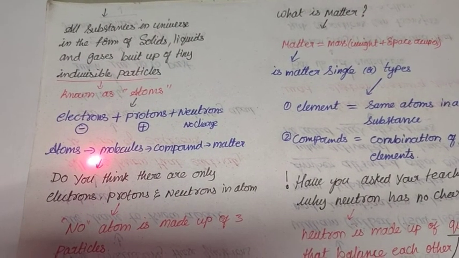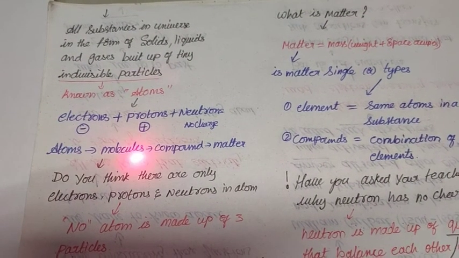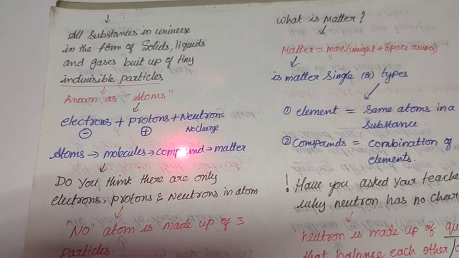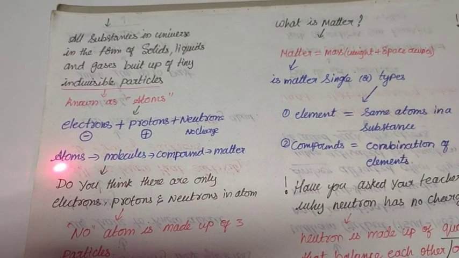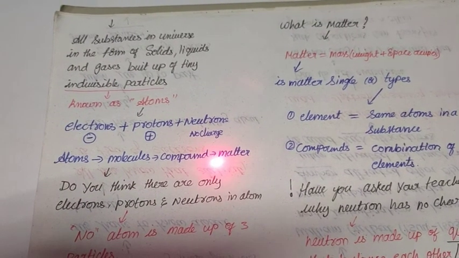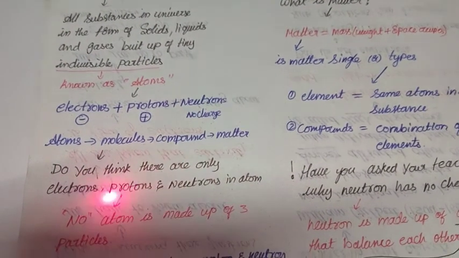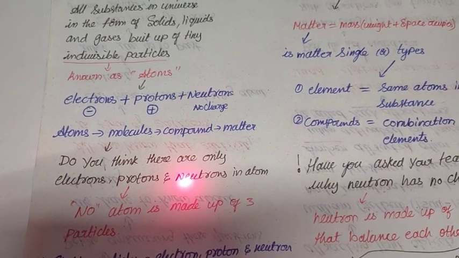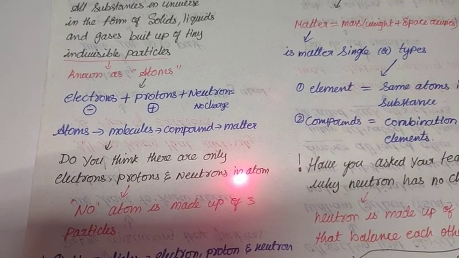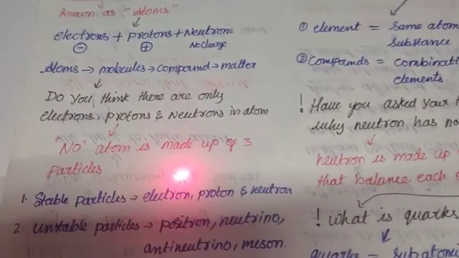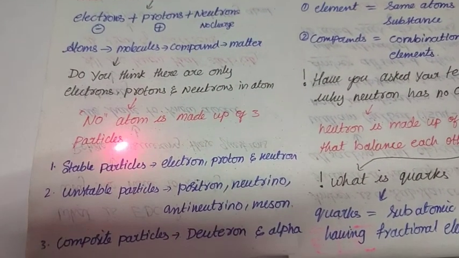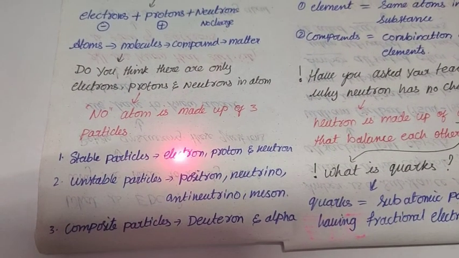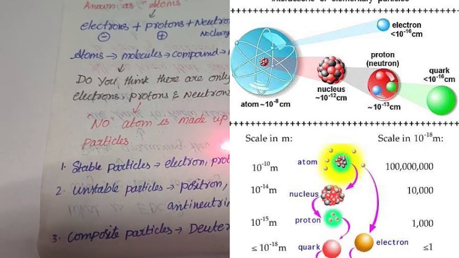A group of atoms is called a molecule. A group of molecules is called a compound. A group of compounds is called matter. In this way there is a chain. So let's go further. Do you think there are only electrons, protons, and neutrons in an atom? No. The atom is made up of three kinds of particles. Stable particles: electron, proton, neutron.